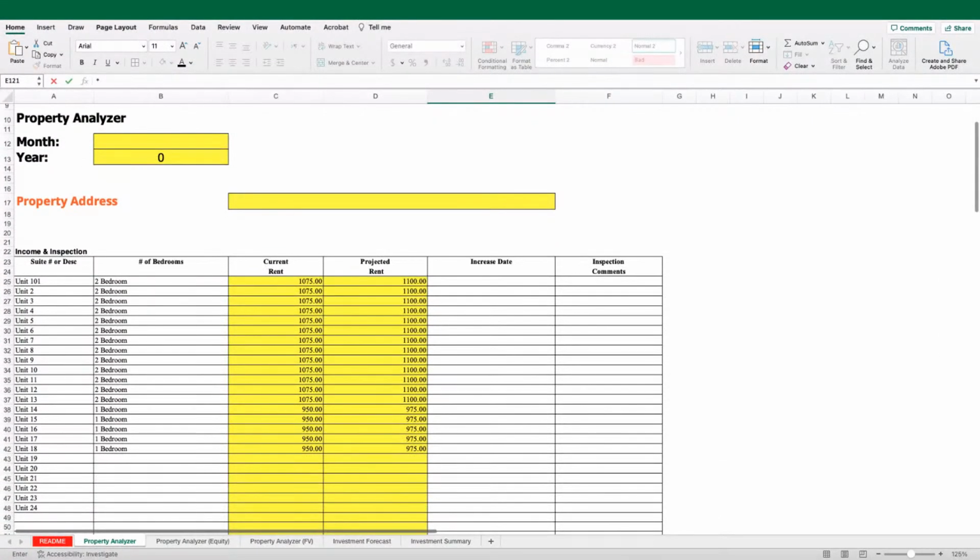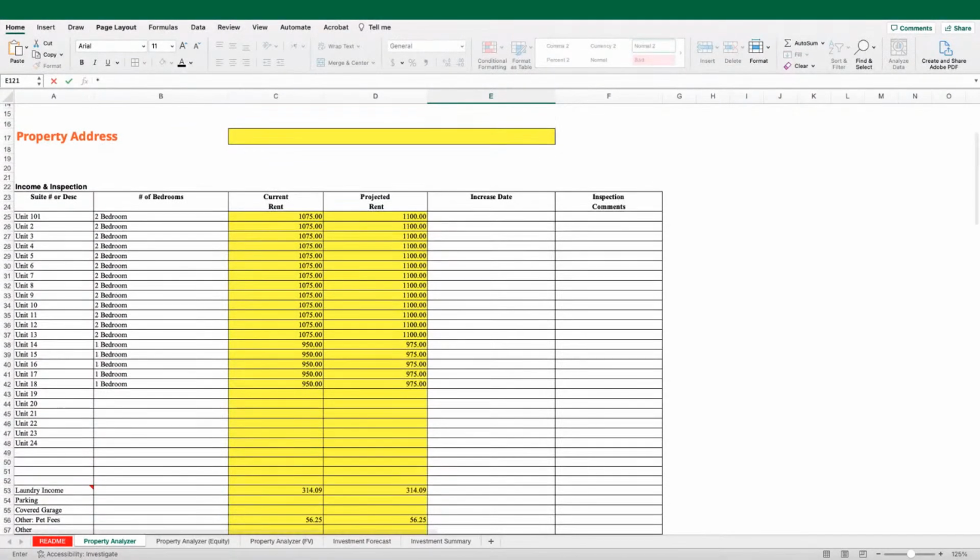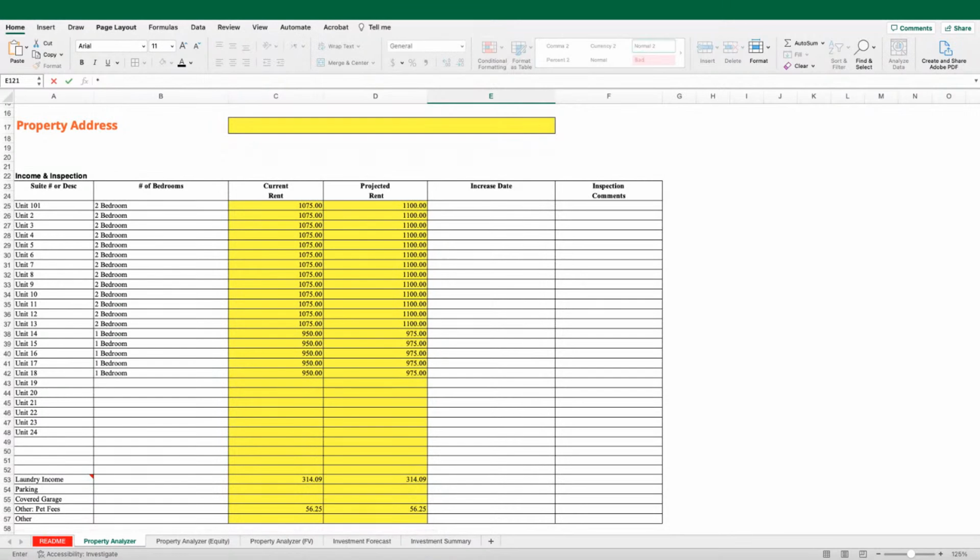Let's say this is an 18-unit apartment building that we are looking at. On this side here we have the current rent, ranging across the unit types. We have a bunch of 2 bedrooms, and then we've also got some single bedrooms. We have 5 single bedrooms, and the balance is 2 bedrooms, renting for about $1,075.